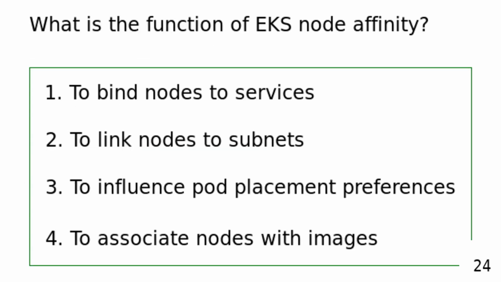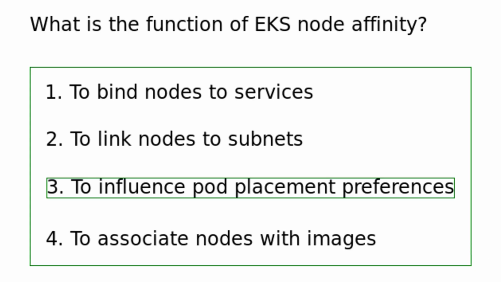What is the function of EKS node affinity? To bind nodes to services. To link nodes to subnets. To influence pod placement preferences. To associate nodes with images. In EKS, node affinity allows you to constrain which nodes your pods are eligible to be scheduled on.